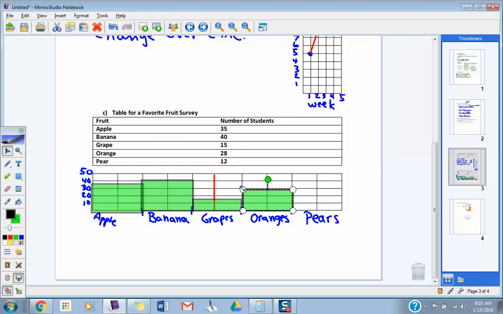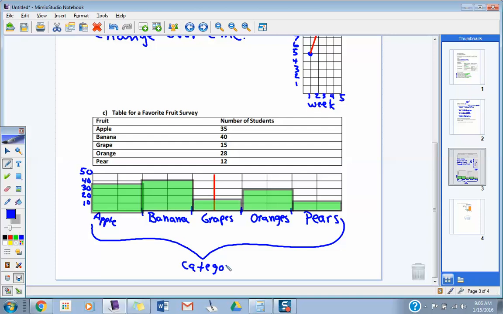And then finally we had pears, which was how much? Was that 12? So there's 10, so 12 would be right about here. Quick question, guys, while you're finishing up your graphs, is that an accurate way to display that data from that table? Okay, and the reason we chose a bar graph here is because we're showing data by, what are these down here called again? These are my categories.